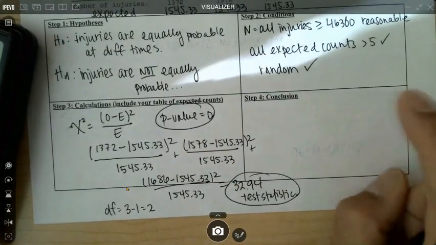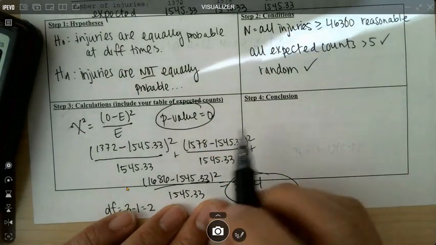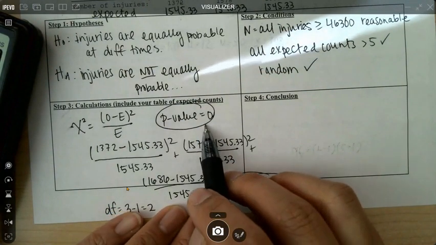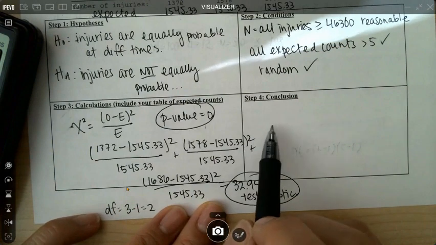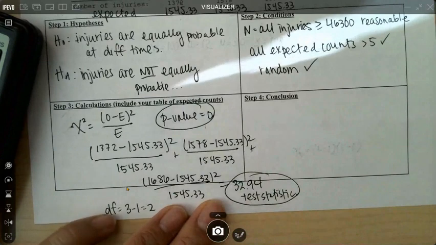All right, so our conclusion. The p-value is really small, so we're going to reject our null hypothesis. You would say since our p-value 0 is less than alpha of 0.05, we reject H0. We have convincing evidence that injuries are not equally probable at different times of the day.